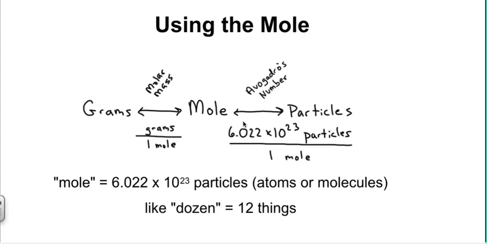If you have 1 mole, you have 6.022 times 10 to the 23rd particles. And particles can mean either atoms, like a carbon atom or copper atom, or molecules, meaning like H2O or methane, CH4. And what we're going to do in this video is show you how to convert between moles and grams, moles and particles, and also all the way from grams to the number of particles.